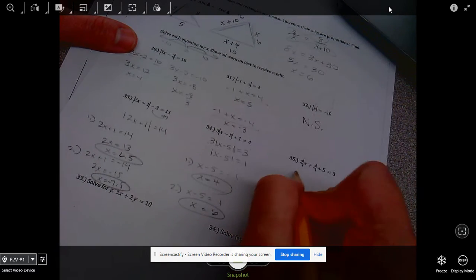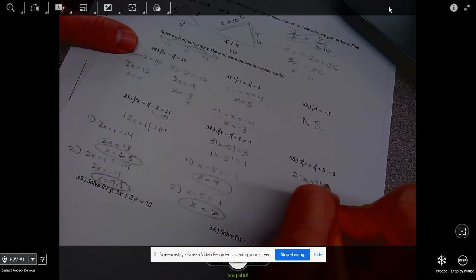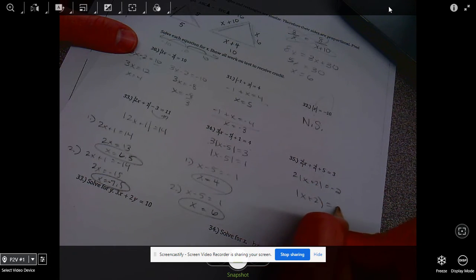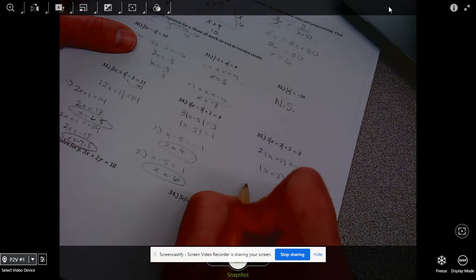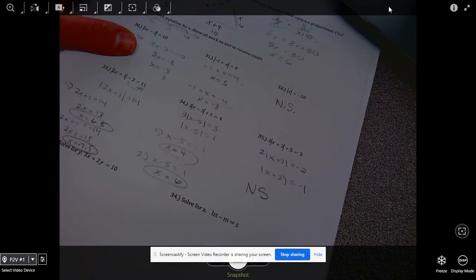Same thing here. I'm going to subtract 5 on both sides. And I'm going to divide by 2. So now I'm ready to go and set up my two equations. Here it's saying the distance is negative 1. Can you have a distance of negative 1? No. Therefore, there's no solution.